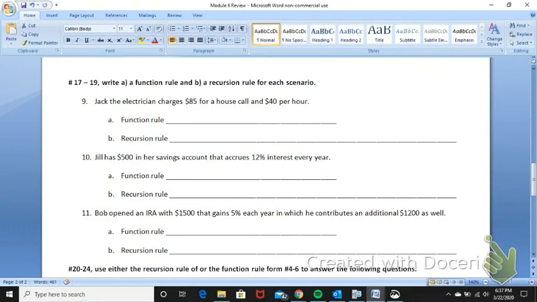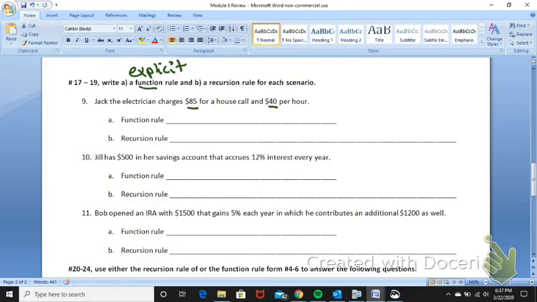All right, so top of the back page. This time we're just writing a function. So when it says function, it means explicit, and then our recursive rule for each of our scenarios. So number 9 tells us that Jack is an electrician. He charges $85 for a house, and then $40 per hour. So this is a lot like some of the first problems that we worked. Pretty basic and easy, honestly, Algebra 1 type problems.